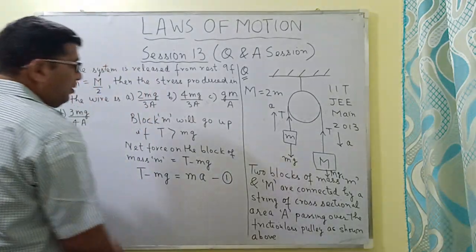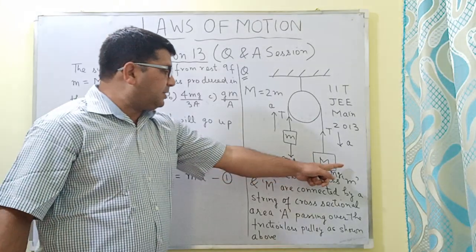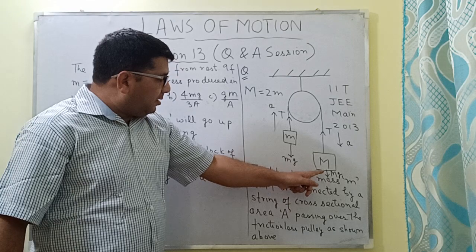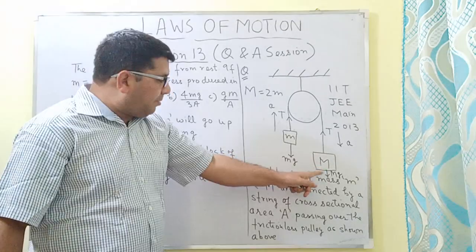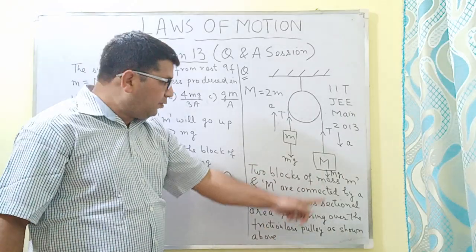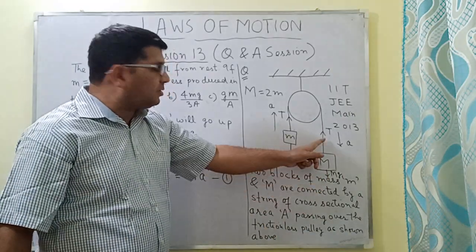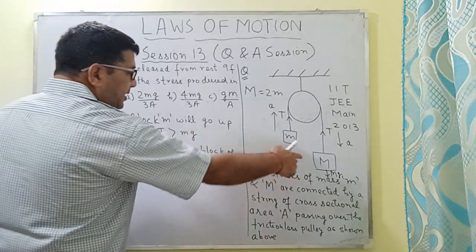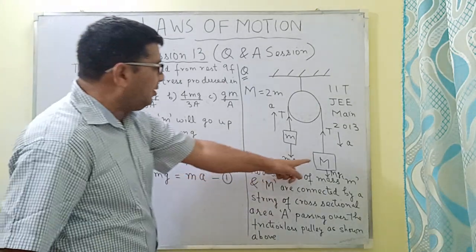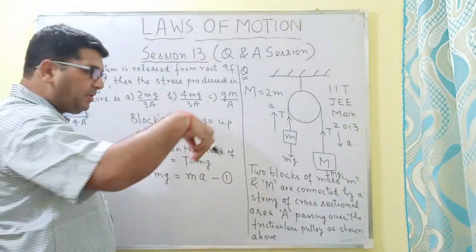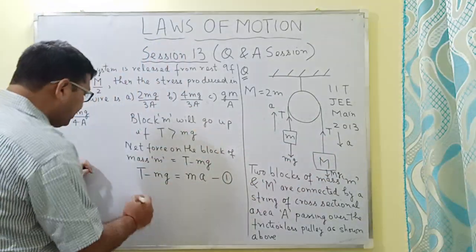Okay. So now I will be taking the second case, that this block of mass capital M is going downward. Now this block will go downward only when the weight is more than the tension in the string. So the net force which is acting on this block will be equal to Mg minus T, and this force will be acting in the downward direction.